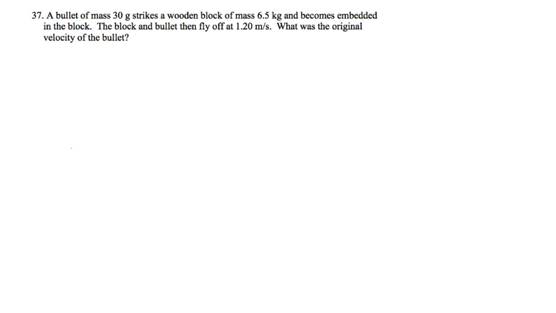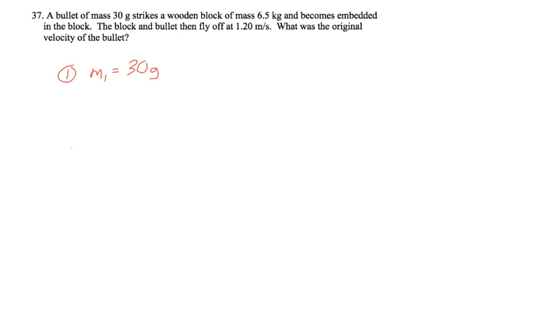So I'm going to do exactly what I did in the last problem. I'm going to list my facts. So a bullet of mass 30 grams. Now look, the bullet is in grams, and the block of wood is in kilograms. So I need them to be in the same unit. Doesn't matter whether you have them both in grams or both in kilograms. I'm going to keep them in grams. That way I don't have any decimal numbers. So I'm going to have M1 as 30 grams.